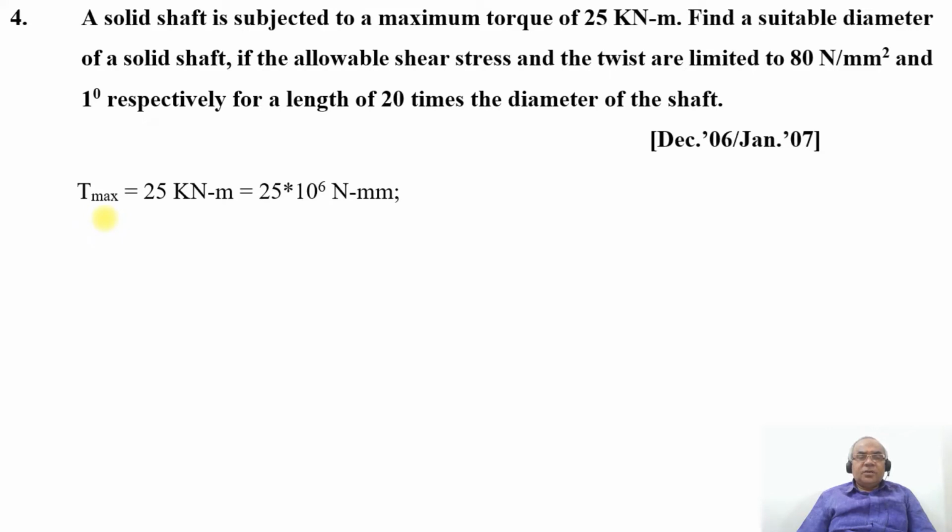So 25 into kilo is converted into Newton, which is into 10 to the power of 3. And meters is converted into mm, again into 10 to the power of 3. So therefore, you are going to get it as 25 into 10 to the power of 6 Newton mm. So you need to find out the suitable diameter of the shaft, capital D. And the allowable shear stress is 80 Newton per mm square and theta is given as 1 degree, which will be equal to pi by 180 radians.